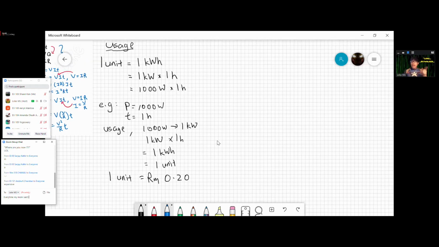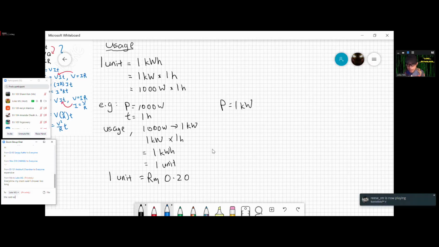Okay, let me use another example. Okay, aircon. Aircon juga menggunakan apa? 1 kilowatt. Okay, someone say, every time my mom say I shower too long. Yes, water heater also very high power. Some water heater is 2 kilowatt. Okay, but aircon kecil, aircon biasa, aircon bilik 1 kilowatt.